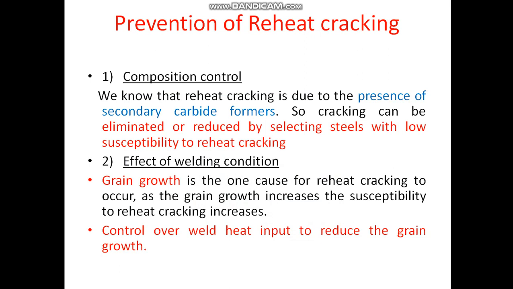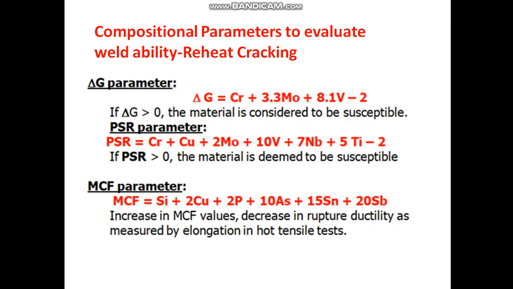Second is the effect of welding conditions, because we also found that grain growth is the main cause for the reheat cracking to occur. So the control over the grain growth can be done by controlling the weld heat input to reduce the grain growth effect and the effect of welding condition.